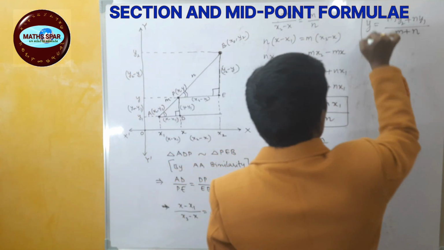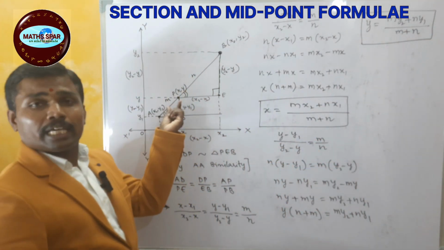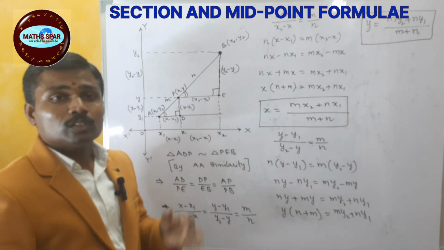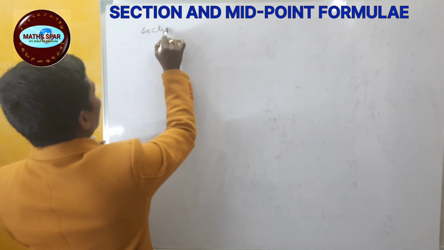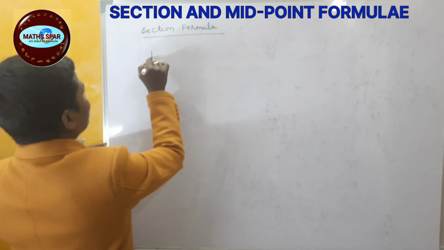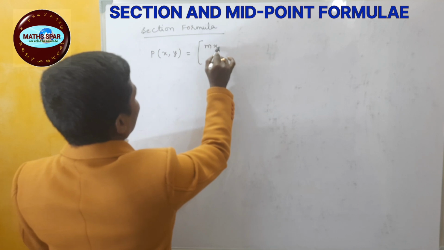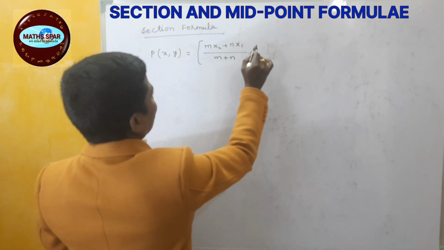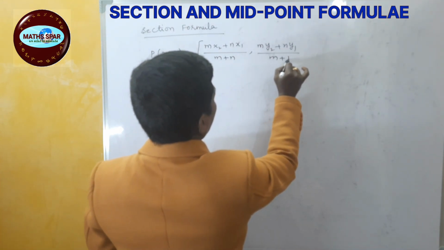So this is the y coordinate of point P, which is dividing the line segment AB in the ratio m is to n. So the section formula will be given by P of x comma y is equal to mx2 plus nx1 by m plus n, comma my2 plus ny1 by m plus n.